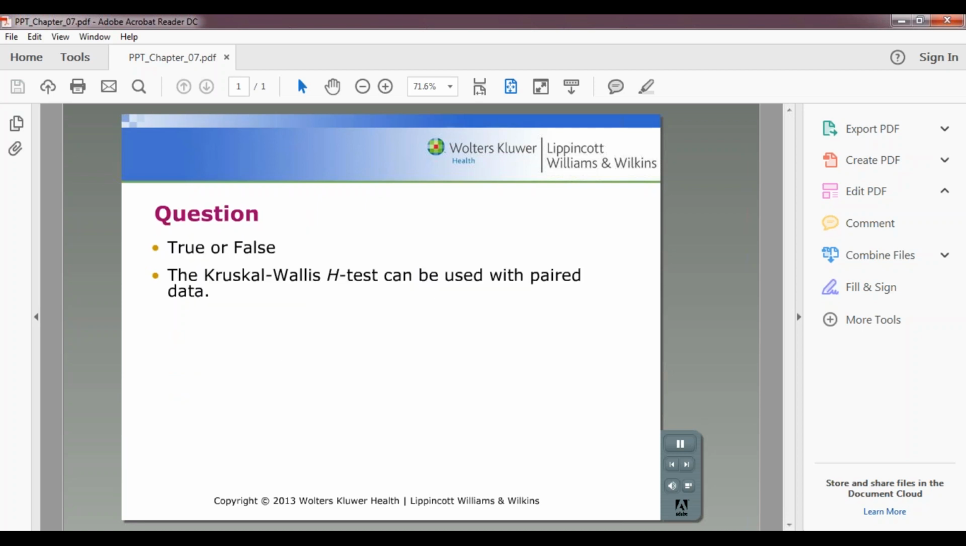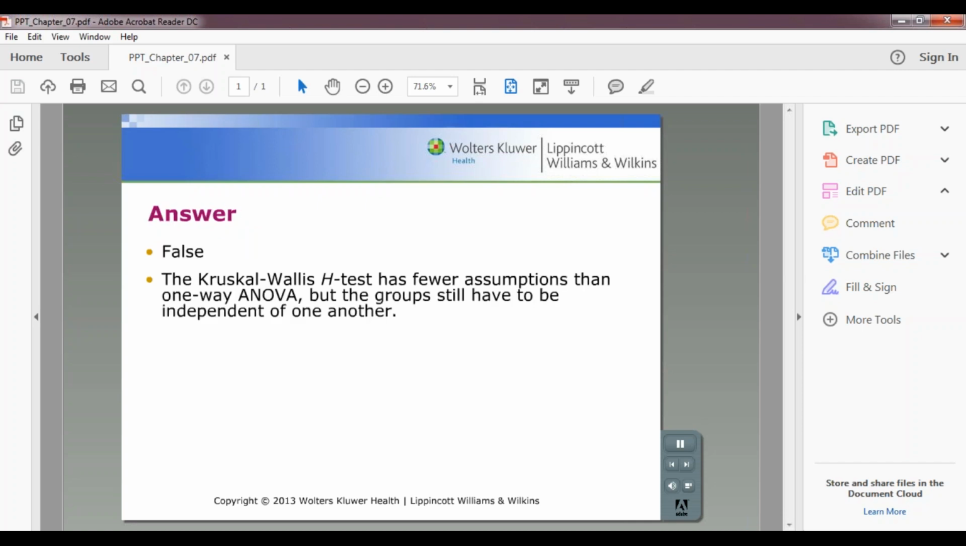Here's a true or false, might be a little bit tough. The Kruskal-Wallis H test can be used with paired data. If you remember from the previous, it all has to be independent. Therefore, you can't pair it. Paired is another way of saying dependent. So it has fewer assumptions than the ANOVA, but the groups still have to be independent from one another or not related.